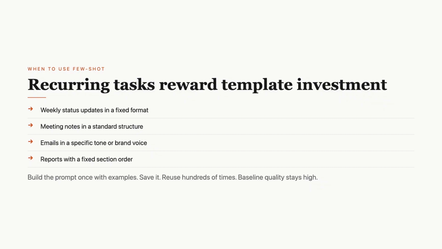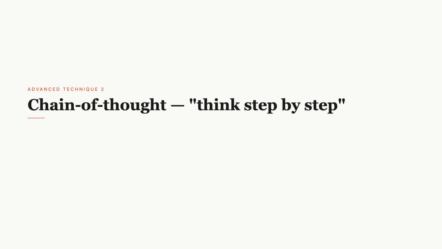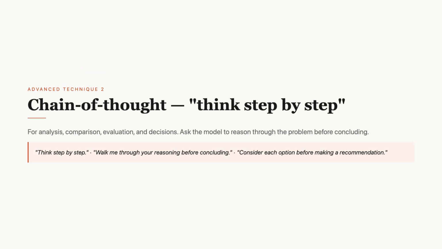Chain of thought prompting is the technique of asking the model to reason through a problem before producing a conclusion. The triggering phrases: think step by step, walk me through your reasoning before concluding, consider each option before making a recommendation. This technique consistently improves accuracy on complex reasoning tasks.